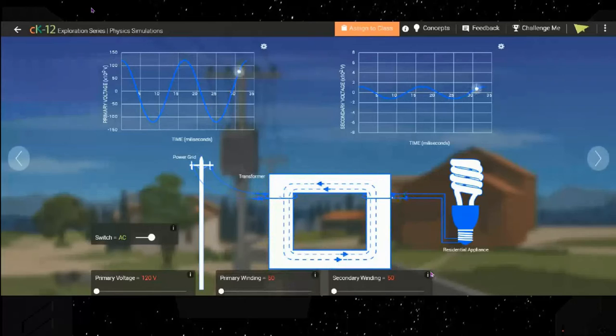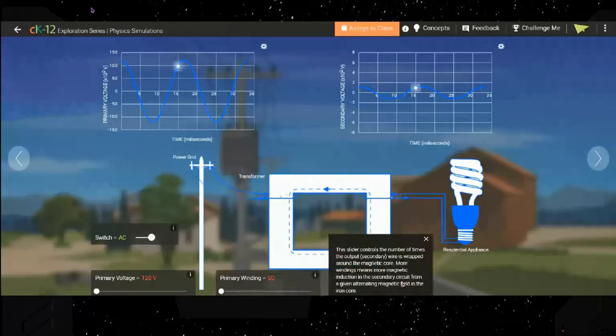The fourth one is secondary winding. The slider controls the number of times the output secondary wire is wrapped around the magnetic core. More windings mean more magnetic induction in the secondary circuit from a given alternating magnetic field in the iron core.